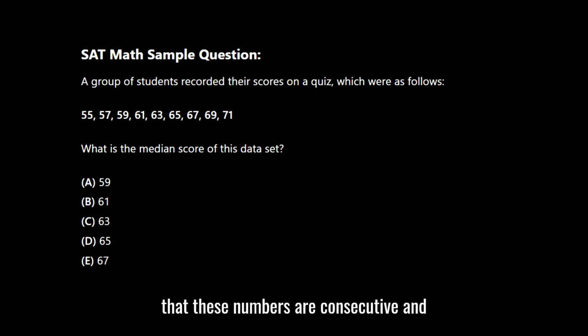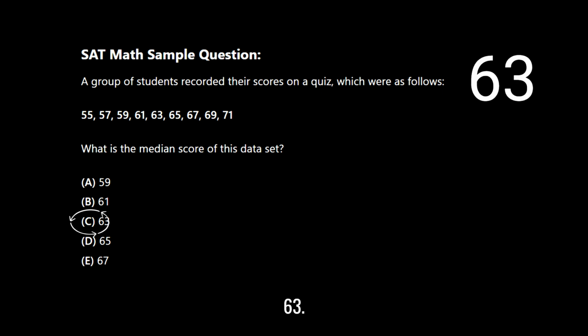Notice that these numbers are consecutive and evenly spaced. Instead of listing them all out or trying to average, apply the halfway point strategy. Since there are 9 values, an odd number, the median is the value in the middle. You can directly find the midpoint by counting. The 5th value in the set is the median. Therefore, the median score is 63.